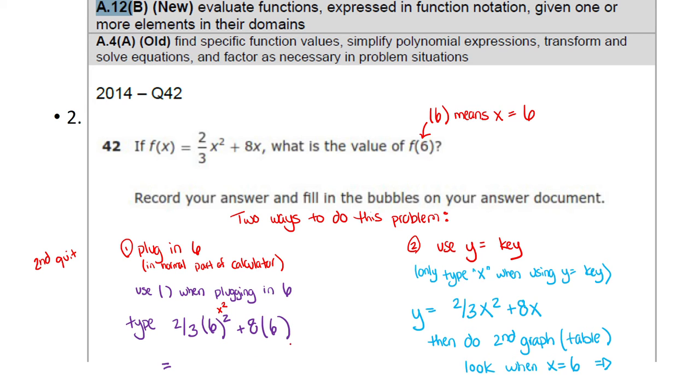Okay, this will give you your answer, which is the same answer you would get if in your y equals key you did 2/3 x squared. And remember, this is your x key, and this is your x key. The only time you can use your x key is when you're in your y equals key. All right, then you're going to look at your table when x equals 6.